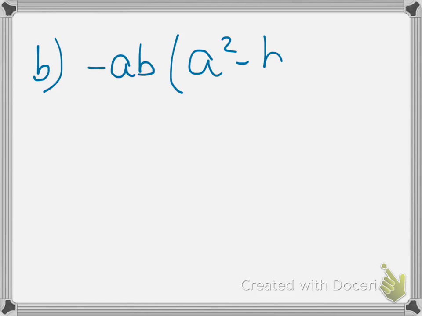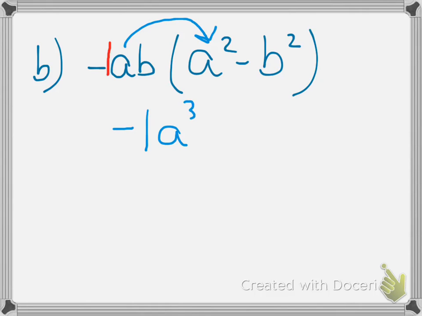And the next one, negative ab times a squared minus b squared. Remember that this is a 1 out here. That will help you. So I have negative 1ab times a squared. That makes negative 1a cubed b. I don't need the 1, but I do need the negative.